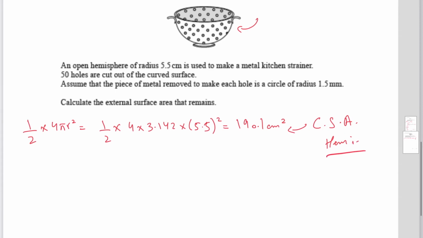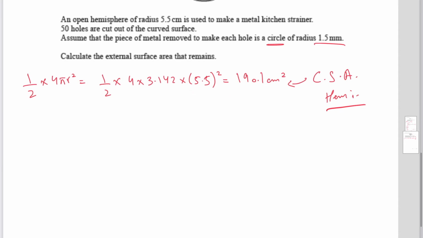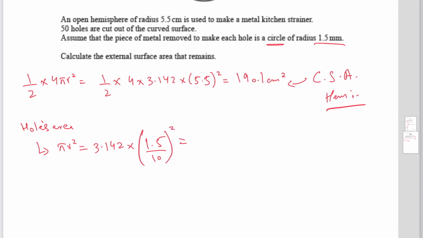Okay, the next part is let's calculate the area of the circle, that's the metal that is removed, and then let's multiply that by 50. So that is called the holes area. How do you find the holes area? We do pi r squared. Pi in this case is 3.142 times r, which is 1.5 millimeters once again. So you divide it by 10 because the other measurements are in centimeters and you square it. So when you do 3.142 times 1.5 over 10 whole squared, this gives us 0.071 centimeters squared.